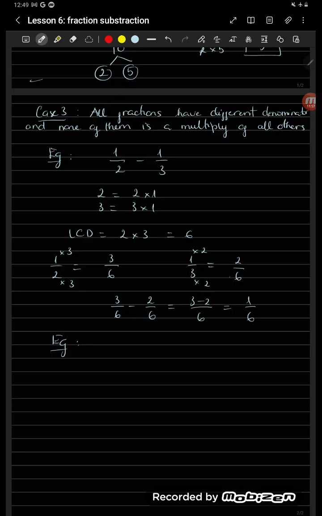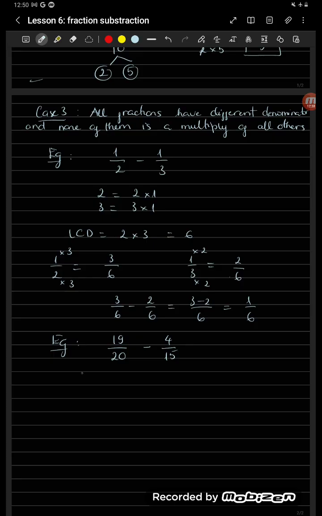So let's say we have 19/20 subtract 4/15. Okay, so in this case we can see both of them have different denominators, and 20 is not a multiple of 15. 15 is not a multiple of 20. So none of them is a multiple of each other. So we need to find the LCD by using the product of prime numbers method.